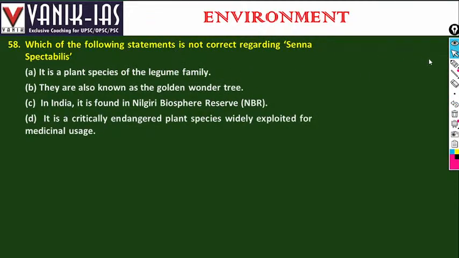Which of the following statements is not correct regarding Senna spectabilis? It is a plant species of the legume family. They are also known as golden wonder tree. In India, it is found in Nilgiri Biosphere Reserve. The question is regarding which is not correct.